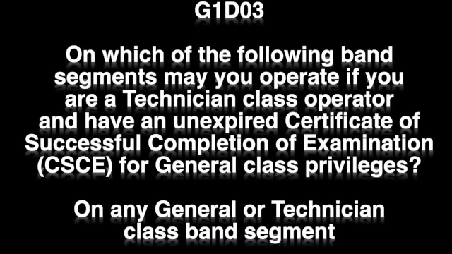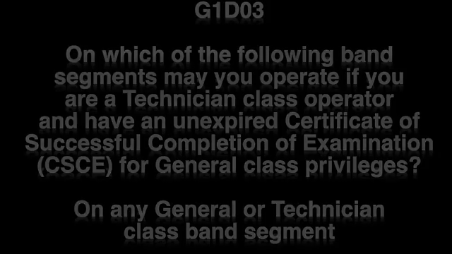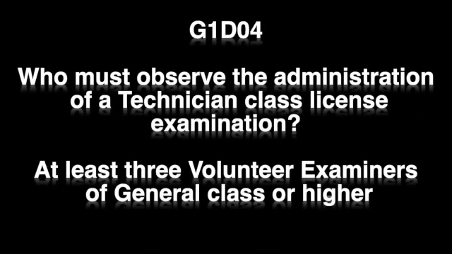G1D03. On which of the following band segments may you operate if you are a technician class operator and have an unexpired certificate of successful completion of examination, CSCE, for general class privileges? On any general or technician class band segment. G1D04. Who must observe the administration of a technician class license examination? At least 3 volunteer examiners of general class or higher.